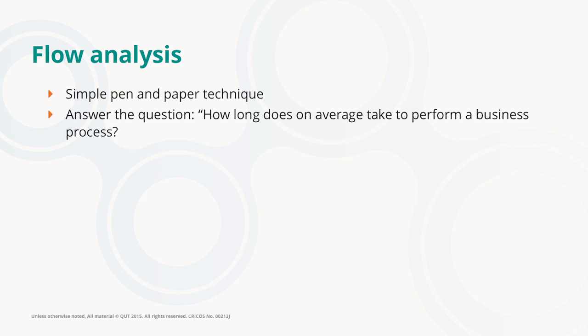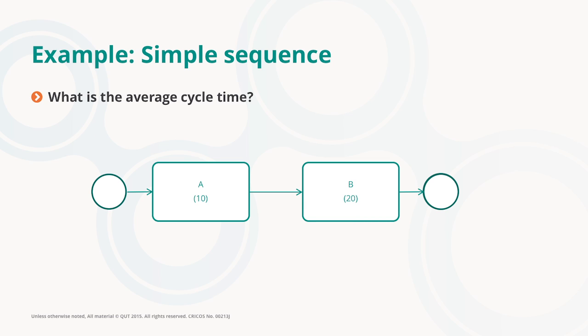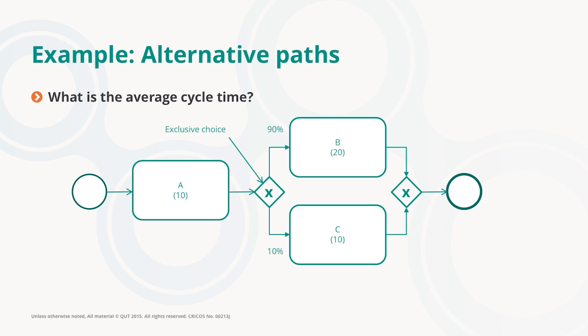This is a simple question if you have a sequence of activities. If you have an activity A that takes 10 minutes, and you have an activity B taking 20 minutes, the average flow time is the sum of them, which is 30 minutes. Many processes are not just fully sequential, they have alternative paths, because there are decisions in the process.